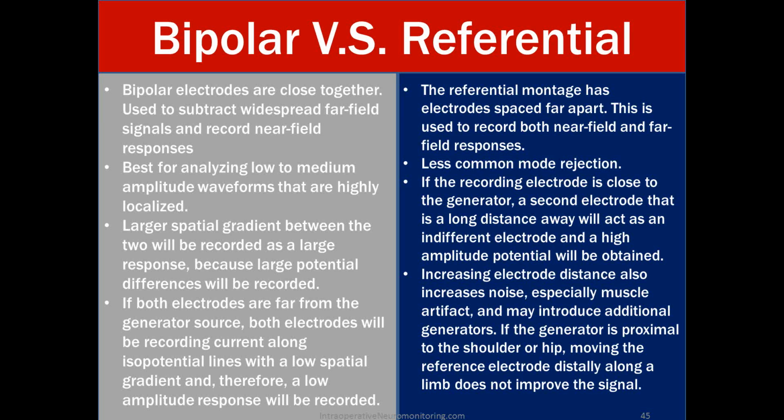You'll be isoelectric. The referential montage has electrodes spaced far apart. This is used to record both near field and far field responses. Referential, when we're talking about SSEPs at least, will usually have some kind of active spine or active head electrode, and then it will be the opposite for the reference electrode. If you're recording over the spine, it'll be somewhere distant on the body. If you're recording off the head, they'll usually call it a non-cephalic reference, and that could be your cervical electrode or your Erb's point, or even on the hand or even on the knee.